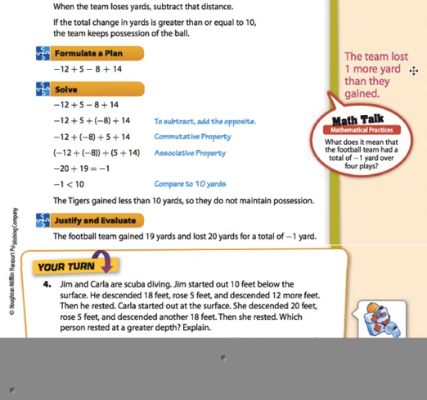So number 4, Jim and Carla are scuba diving. Jim started out 10 feet below the surface. He descended 18 feet, rose, which means go up 5 feet, and descended 12 more feet, which means going down. Then he rested. Carla started out at the surface. She descended 20 feet and rose 5 feet and descended another 18 feet. Then she rested. Which person rested at a greater depth? Explain.